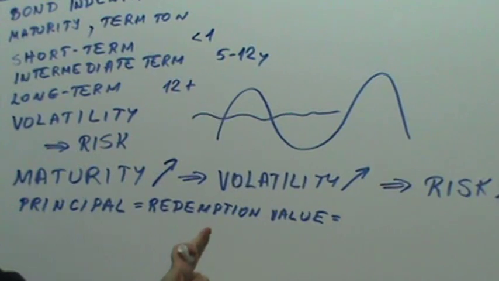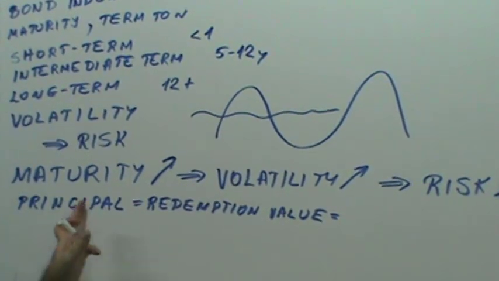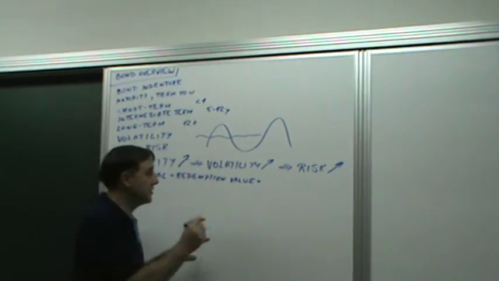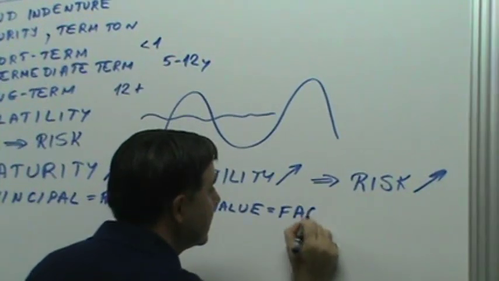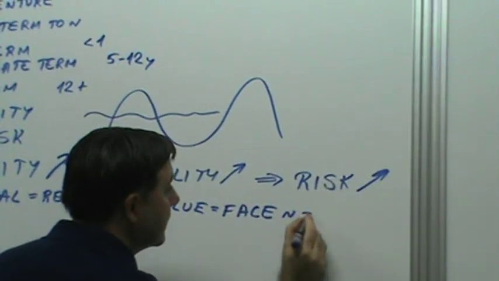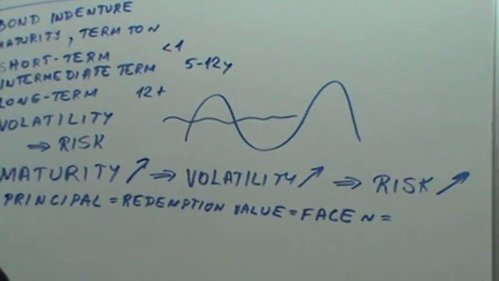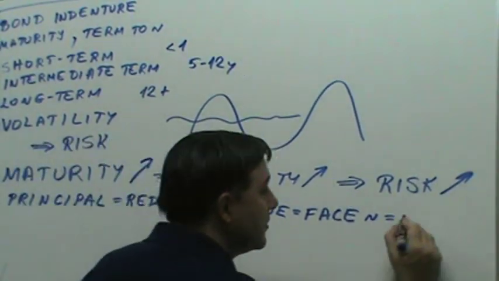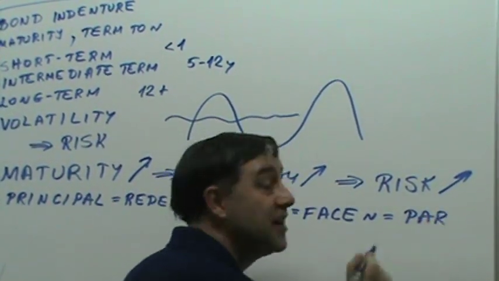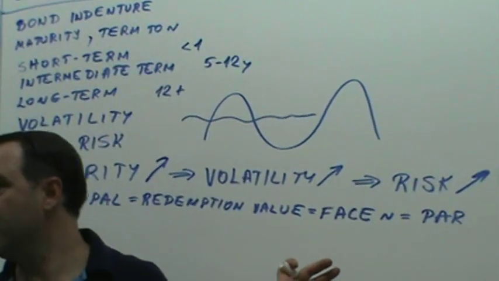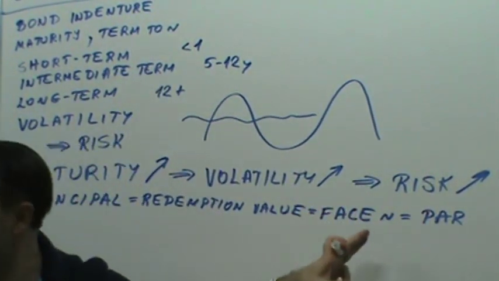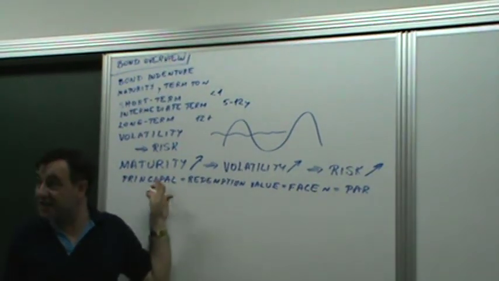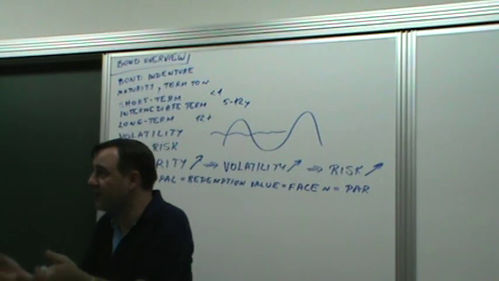And redemption value is exactly the same as principal, which I already told you from last lecture was face value. Another name for it is called par value. Sometimes we just call it par, okay? So par is the same as face or face value, or par value is the same as redemption value, is the same as principal. Sometimes they even call it principal value, okay?